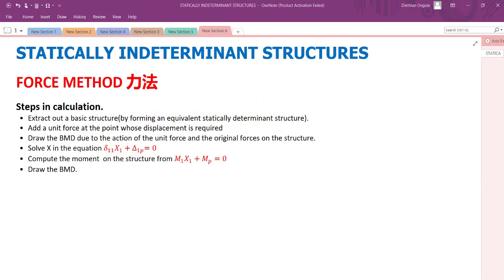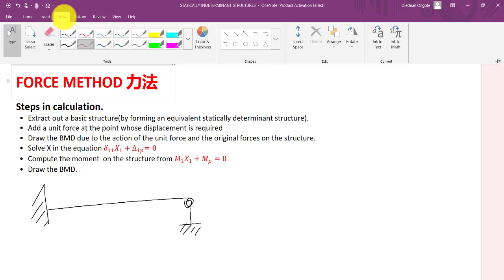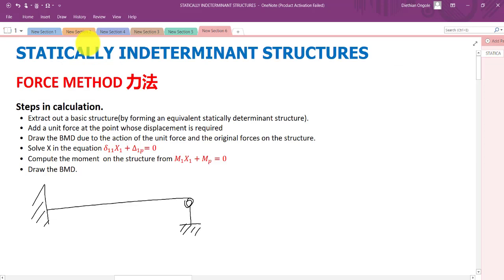Here what we mean is that if I do have such a structure like this one here, we know that at this point it has got how many supports? It has got 3 reactions. That is a force in the vertical, a force in the horizontal, and then a moment, isn't it? Then here it has got an extra vertical reaction, isn't it?